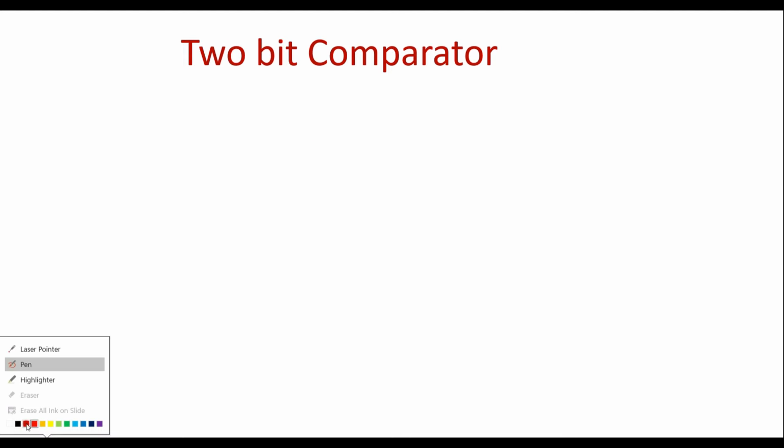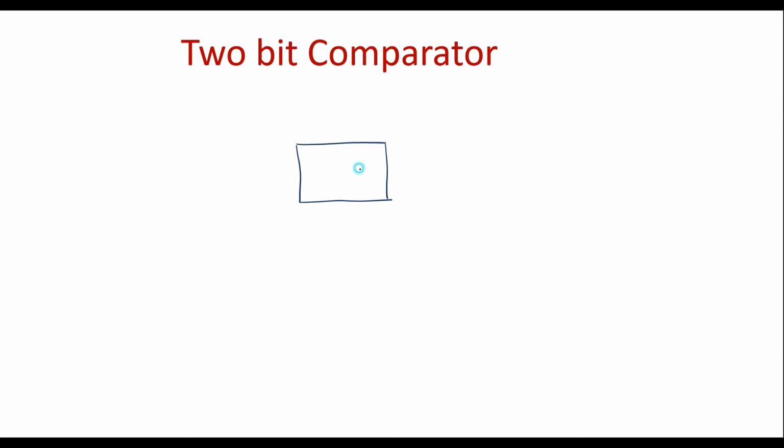So here, let me draw the block diagram of the 2-bit comparator. I will assume A and B as two numbers, and I will assume that A consists of two bits, that is A1 and A0. B consists of two bits, that is B1 and B0. Thus, each of A and B has two bits, therefore it is a 2-bit comparator.